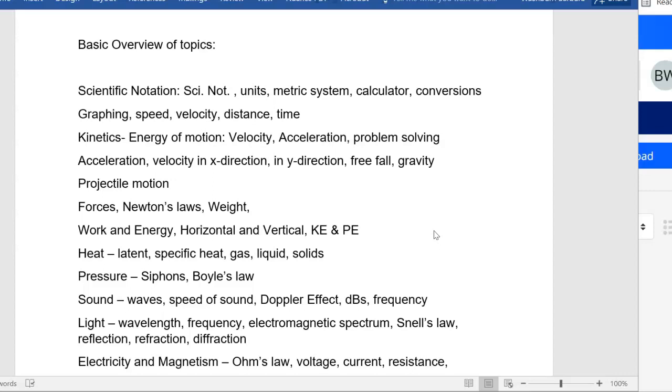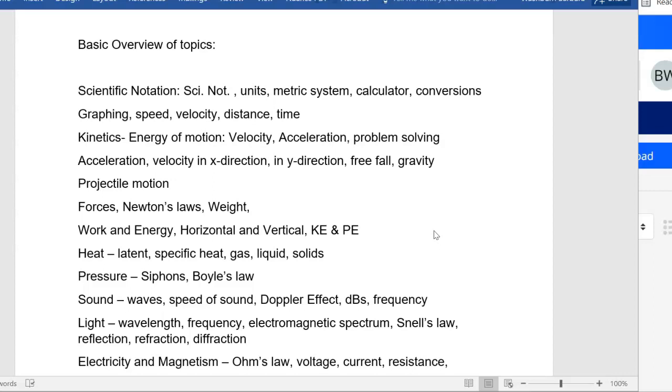And then hopefully, I'm not quite sure for the first week, but we're going to start to go into Newton's first laws, which is speed, velocity, distance, and time. We'll get into what we call the kinetics of physics, which is the energy of motion or the laws of motion. We're studying basically the physics behind how you move. And so we're going to learn about velocity, acceleration.